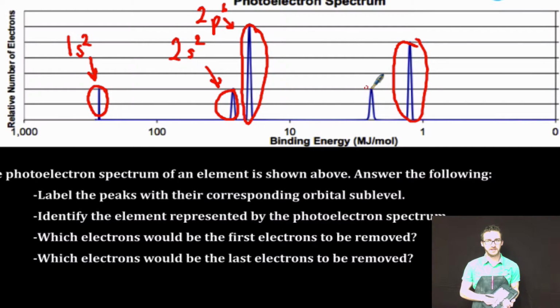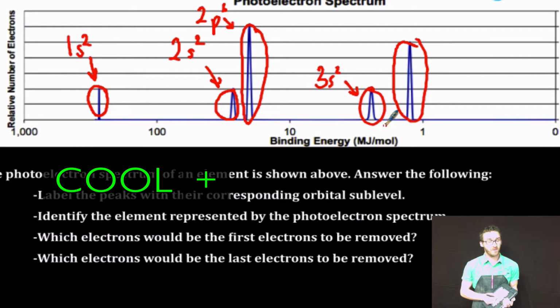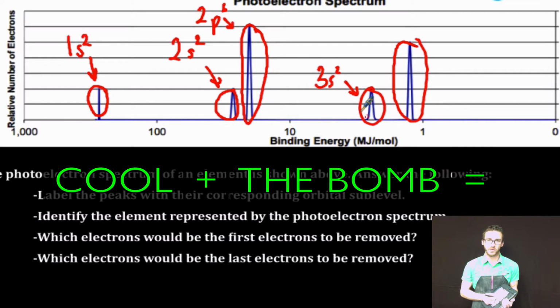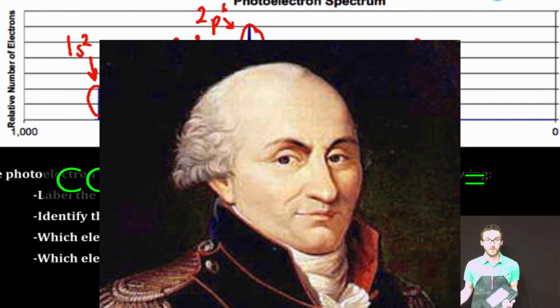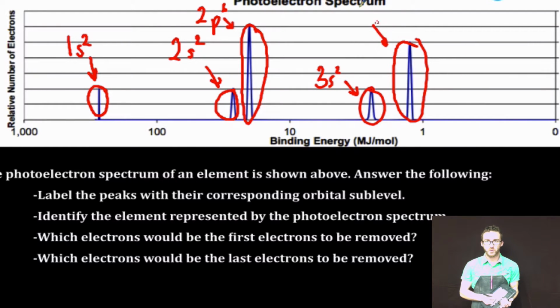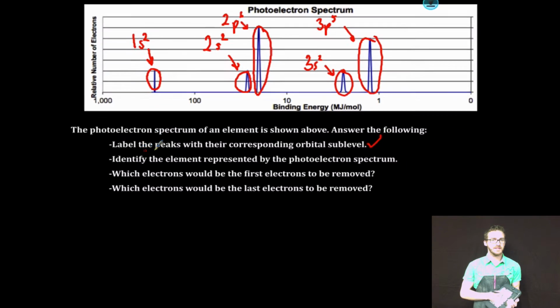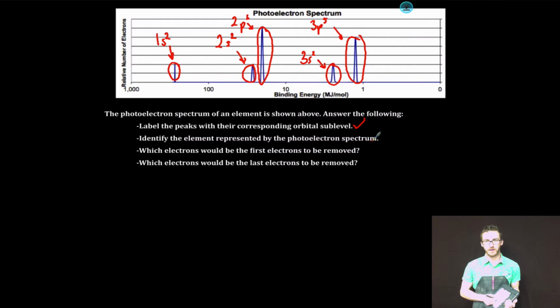After 2p6 comes 3s2. Again, recognize that it's only going to hold 2 electrons and matches the height of my 1s and 2s peaks, but requires far less energy because now we're in an energy level that's further from the nucleus. And this final peak would represent 3p5. It's only 2.5 times the height of my s sublevel peaks. Boom, labeled.